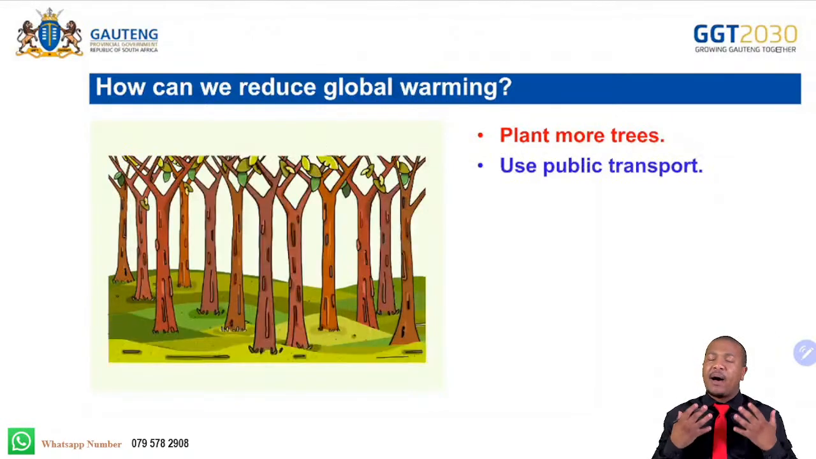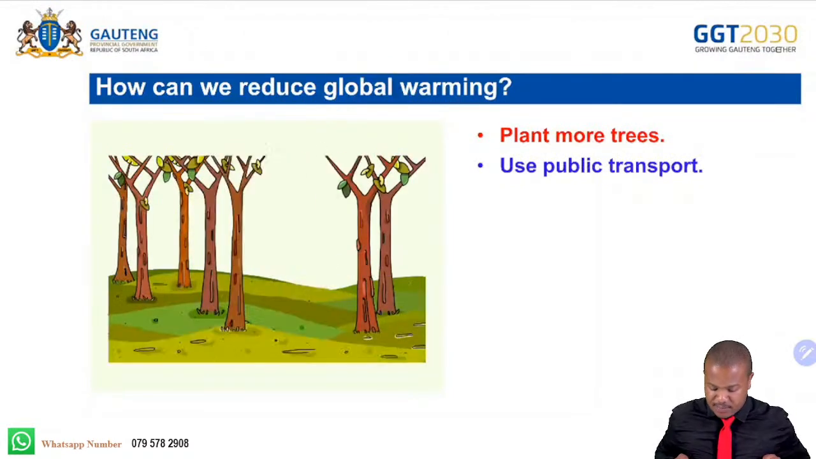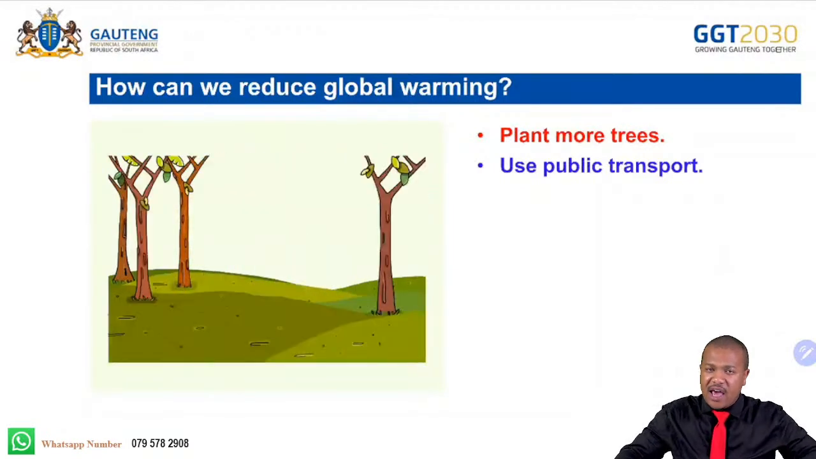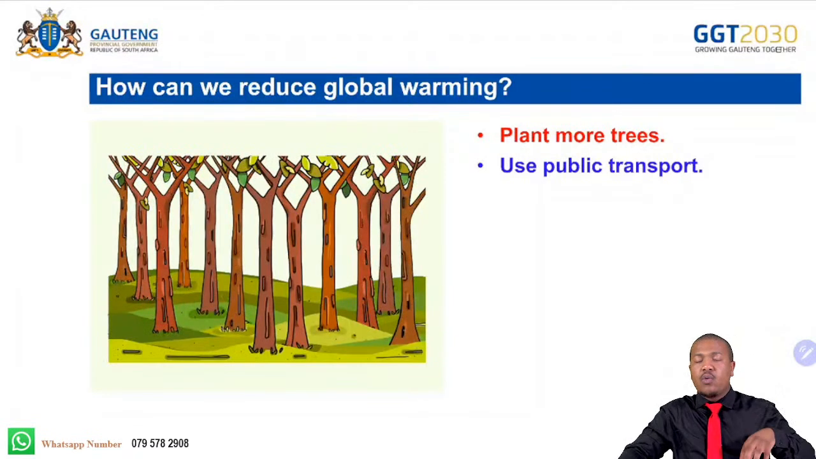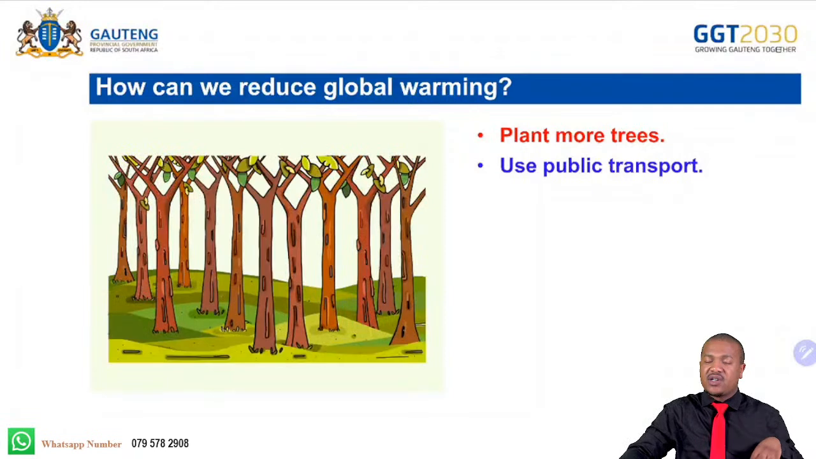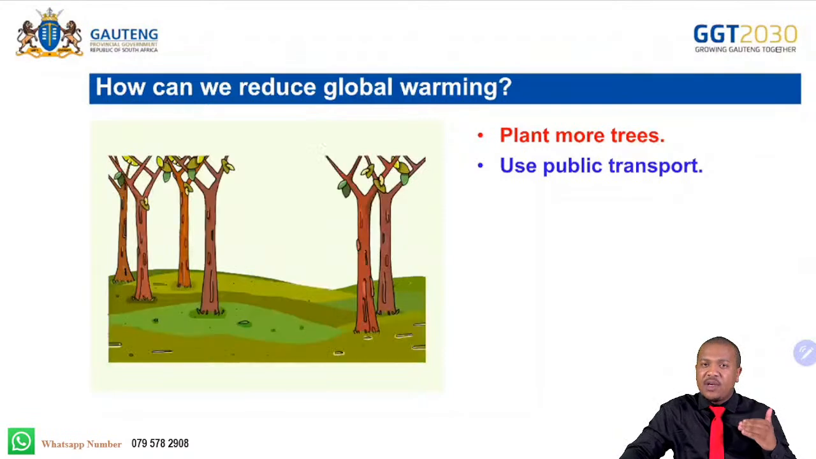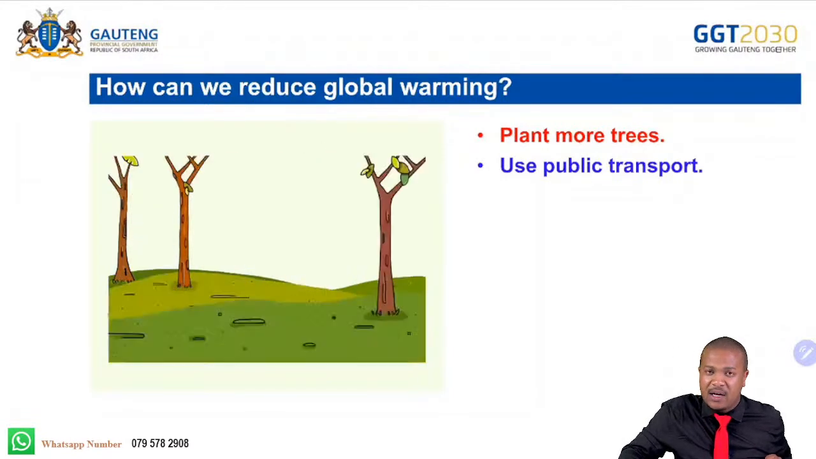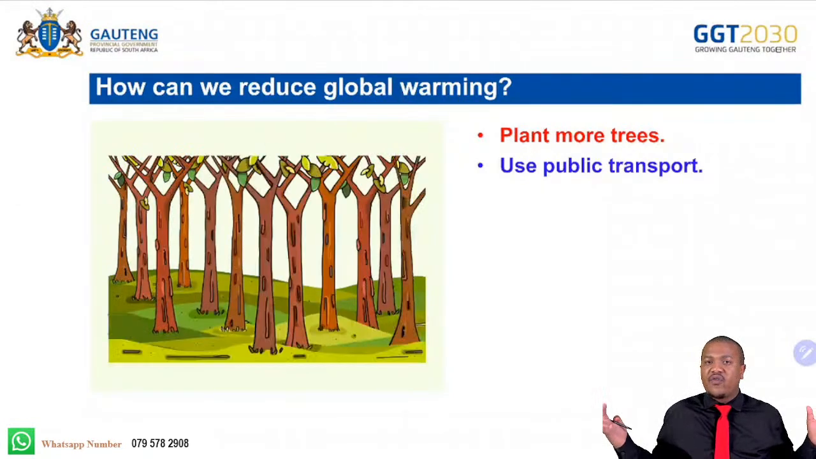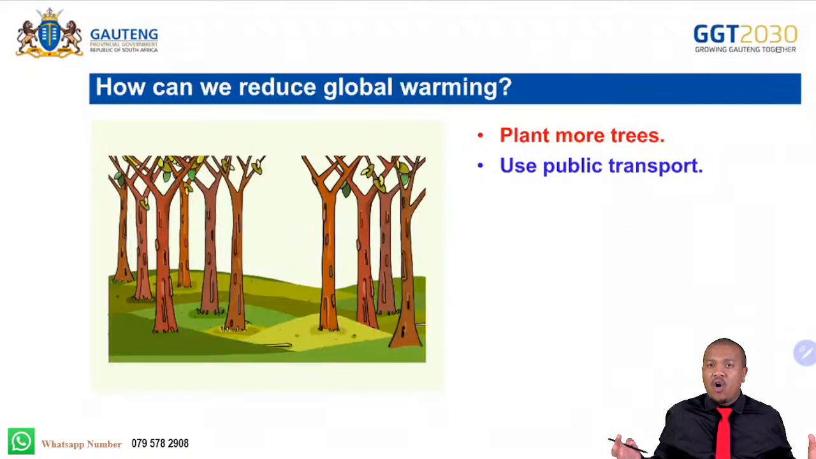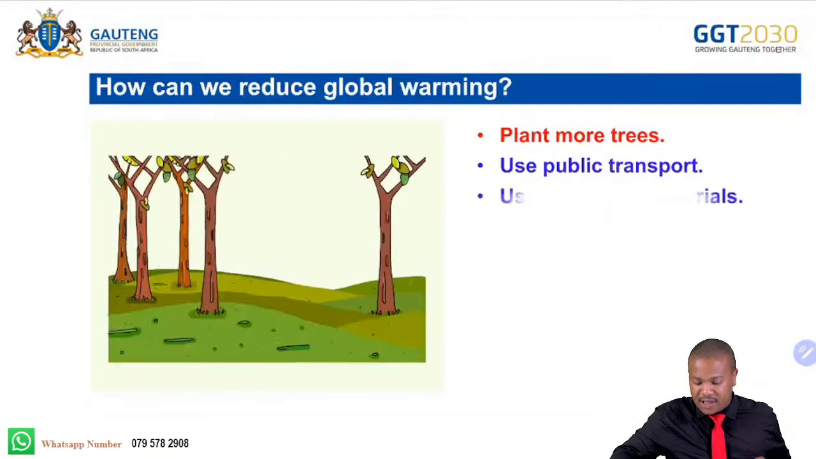Also, we can use public transport. Why am I saying so? Let's think of it this way. Let's say each and every living person on earth has their own car, and we wake up in the morning to drive our cars to work, school, or wherever. Think of the emissions of carbon monoxide from the cars. The more emissions we produce, the more greenhouse gases we are going to have in our atmosphere.